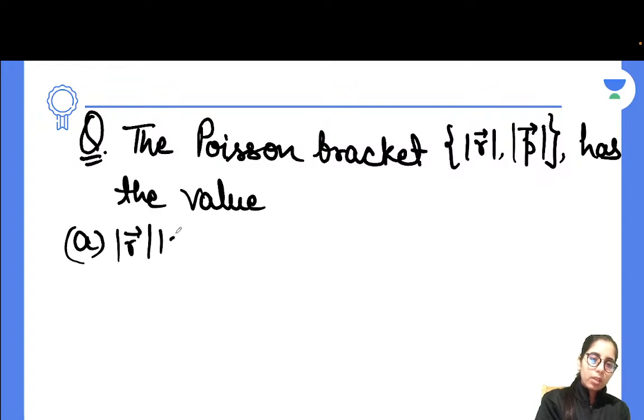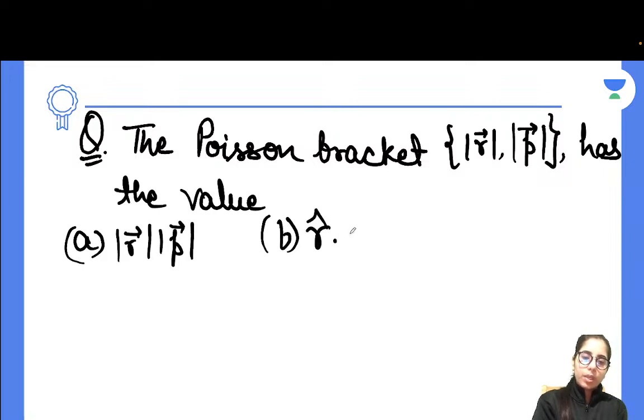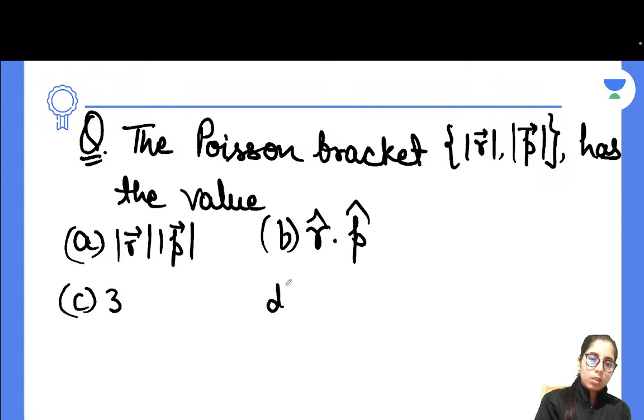Magnitude of vector r, magnitude of vector p, unit vector r dot unit vector p, 3, and the next one is 1. Try it now and let me know as you get it done. If anybody has any doubt, we will be talking about it. When you try to work on this one, I would like to tell you something about the Poisson bracket till that point of time.